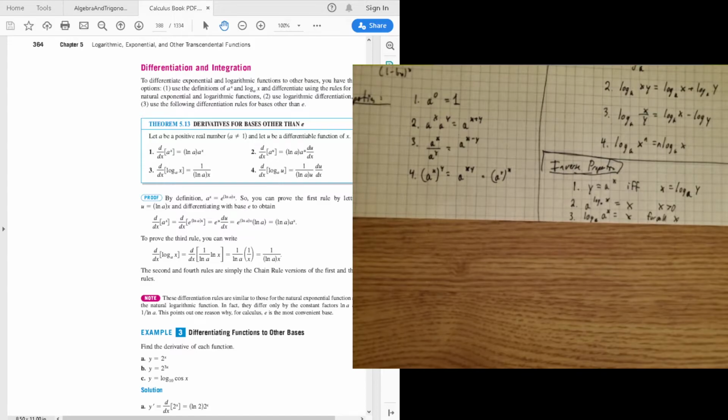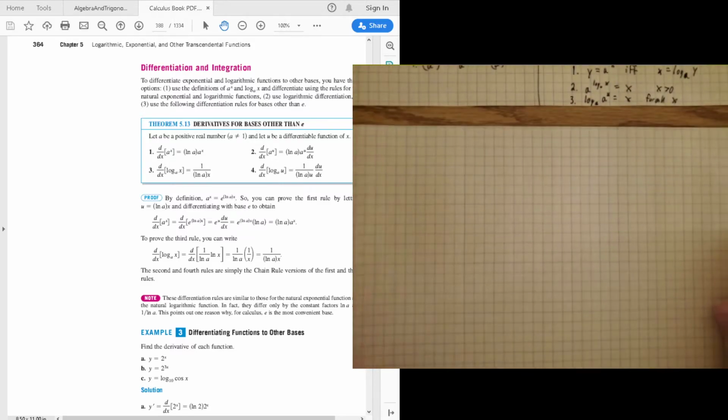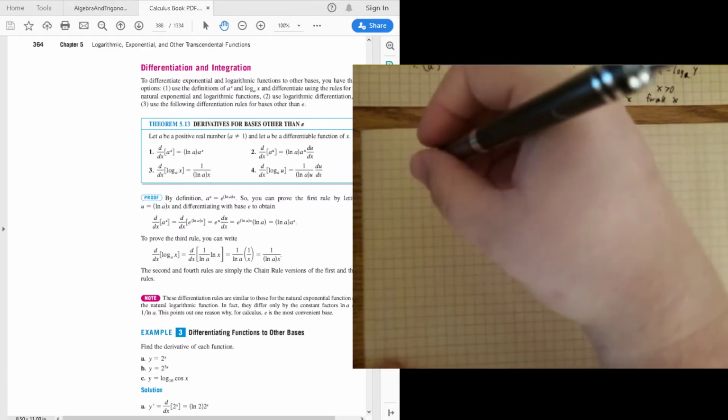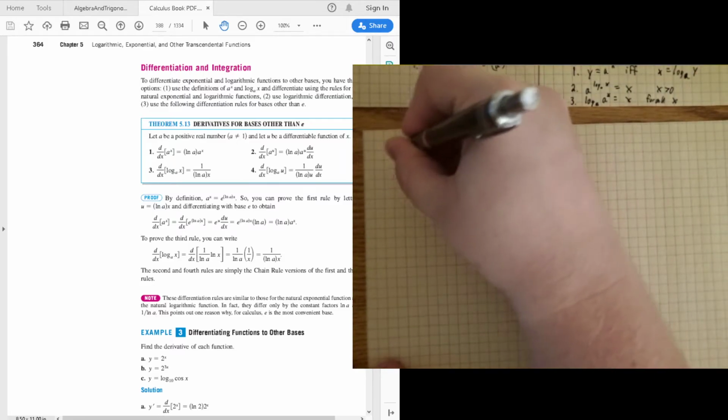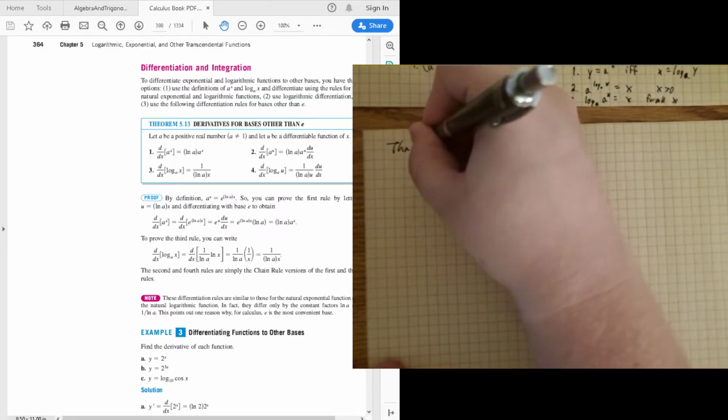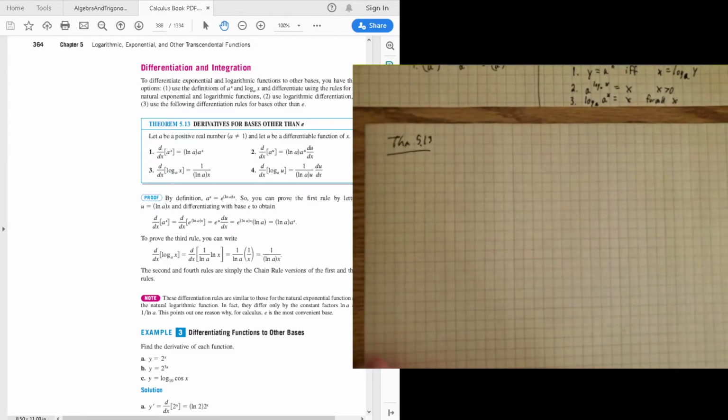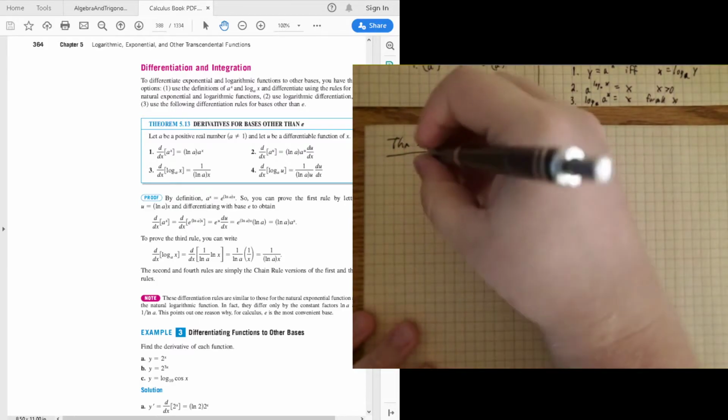Theorem 513. Theorem 513 states four different variations on how to do a natural logarithm, or how to do a non-natural logarithm. So these are your derivatives of bases other than e. Let's go through the four.